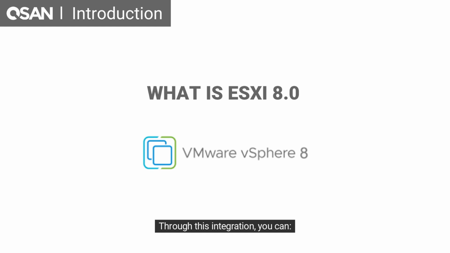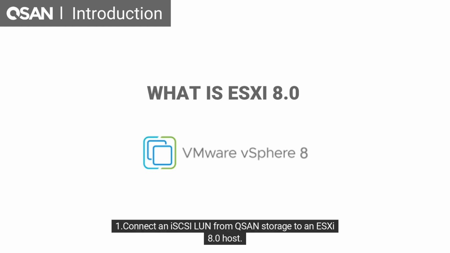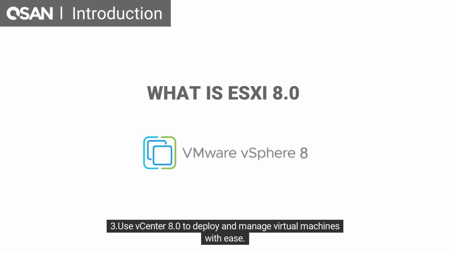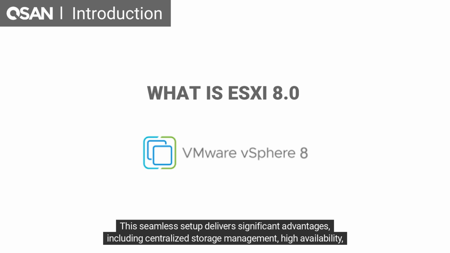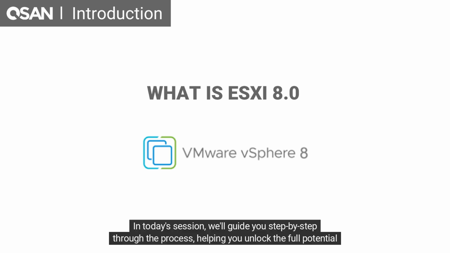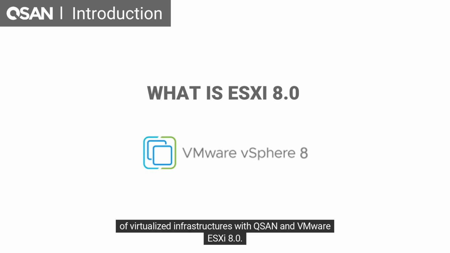Through this integration, you can: 1. Connect an iSCSI LUN from QSAN storage to an ESXi 8.0 host. 2. Configure it as a data store. 3. Use vCenter 8.0 to deploy and manage virtual machines with ease. This seamless setup delivers significant advantages, including centralized storage management, high availability, and optimized performance. In today's session, we'll guide you step by step through the process, helping you unlock the full potential of virtualized infrastructures with QSAN and VMware ESXi 8.0.